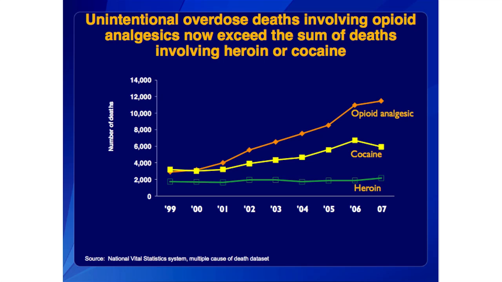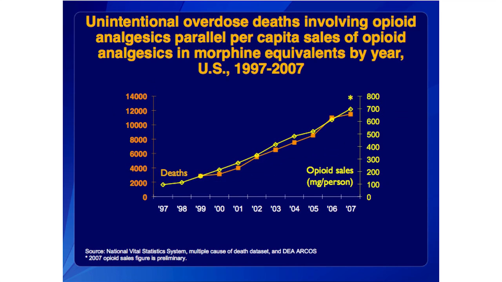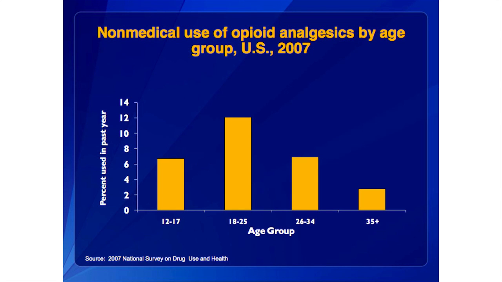So this is a slide showing unintentional overdose deaths involving opioid analgesics, and it exceeds both cocaine and heroin in the US. This shows how closely the sale of opioid analgesics parallels this increase in deaths. This slide, it's a bar graph that shows that really the highest group that have the non-medical use of opioids are the adolescents and young adults, the 12 to 25-year-old group.